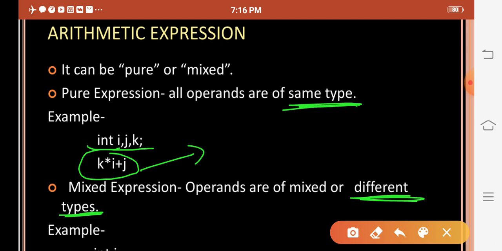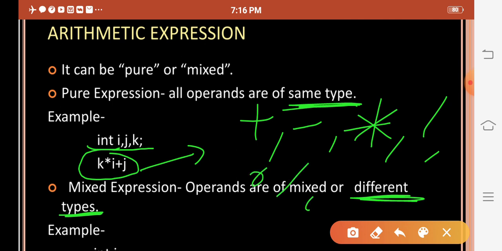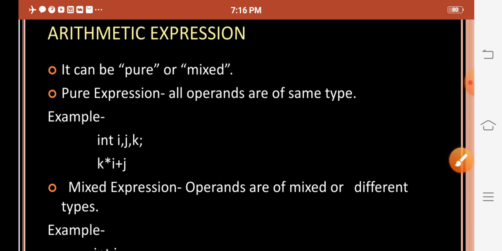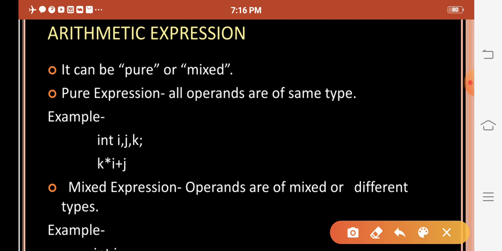It is an arithmetic pure expression, because an arithmetic expression is one where we are using arithmetic operators. Now what arithmetic operators do we have? Plus, minus, multiply, divide and modulus. These all are arithmetic operators. That means a statement where we are using only arithmetic operators is known as a pure arithmetic expression, but the operands should be of the same type. And in a mixed expression, operands will be of different types.